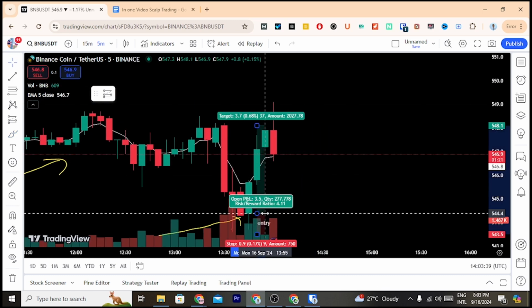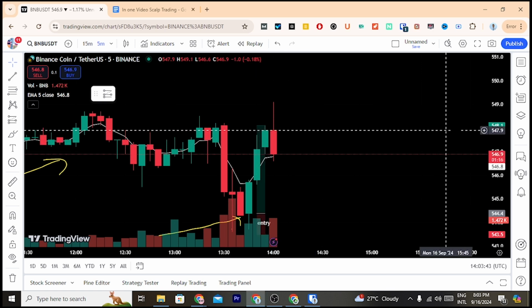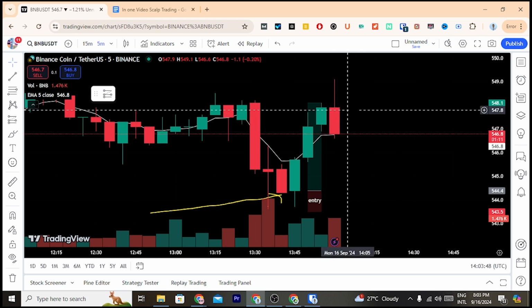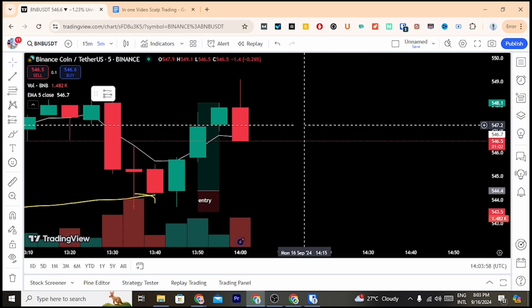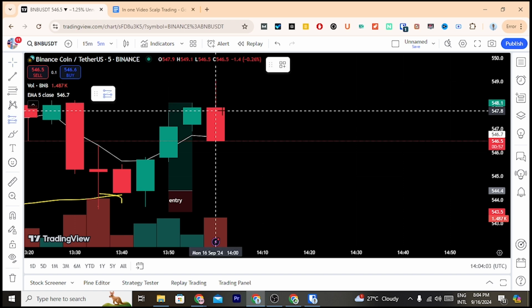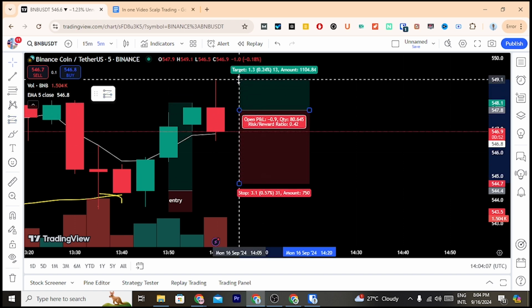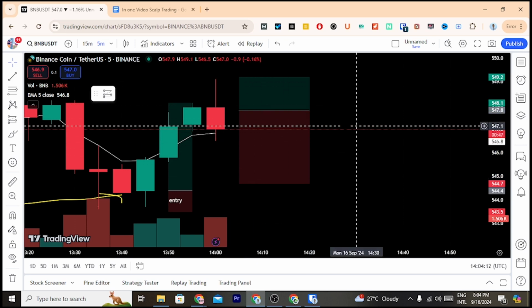You can see it is not touching that here, okay? The green candle has not touched the white. At this moment you have to enter from here, okay? You have to enter from here when the red candle started. If you can, the stop loss will be set at that moment, okay? Now let's see.